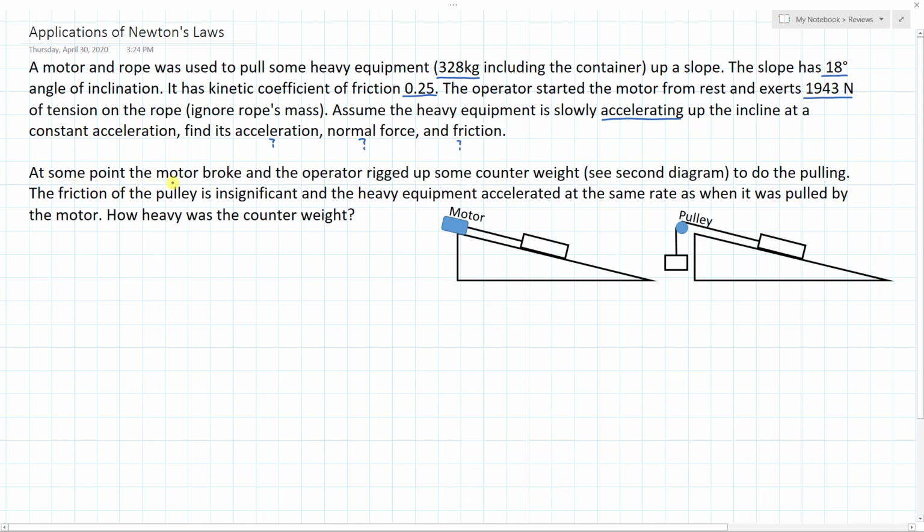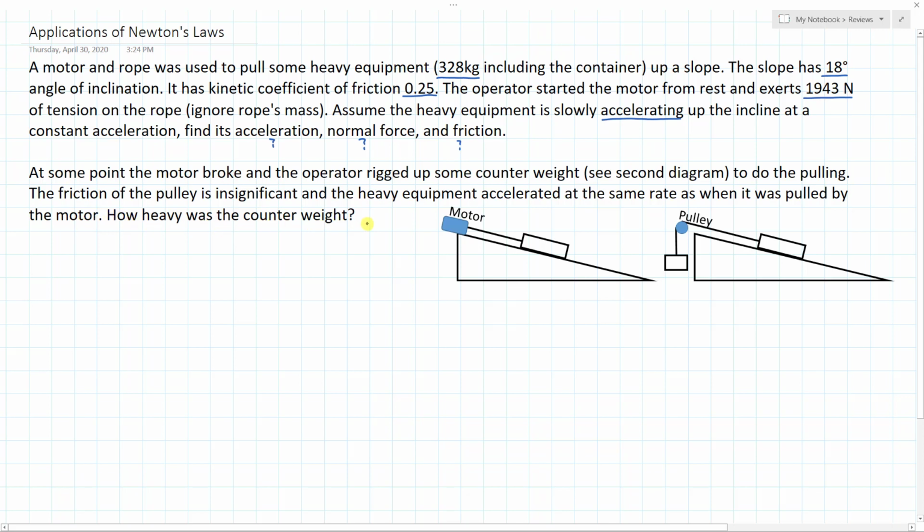At some point, the motor broke, and the operator rigged up some counterweight. So second diagram right here. The operator must want to pull the equipment up the inclined plane. So there's this heavy counterweight to do the pulling. The friction of the pulley is insignificant, and the heavy equipment accelerates at the same rate as when it was pulled by the motor. So how heavy will the counterweight be?